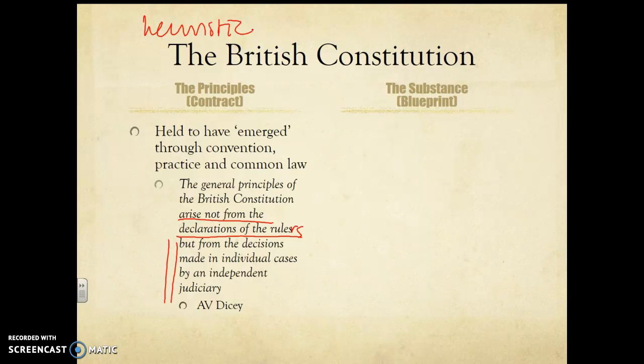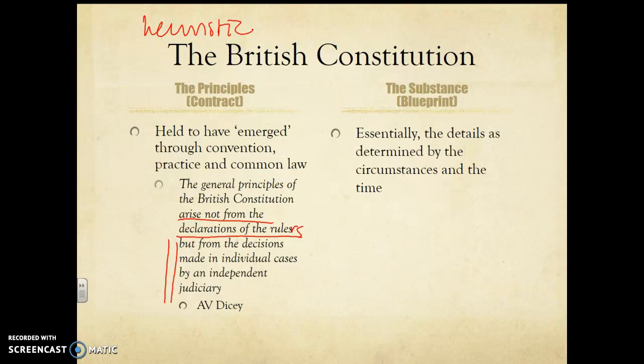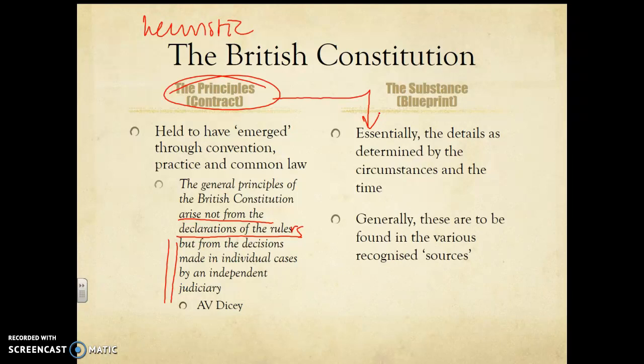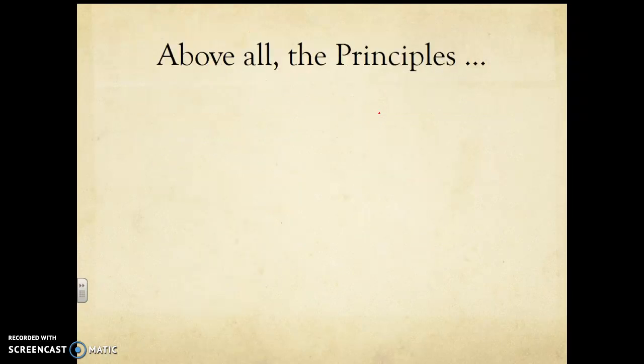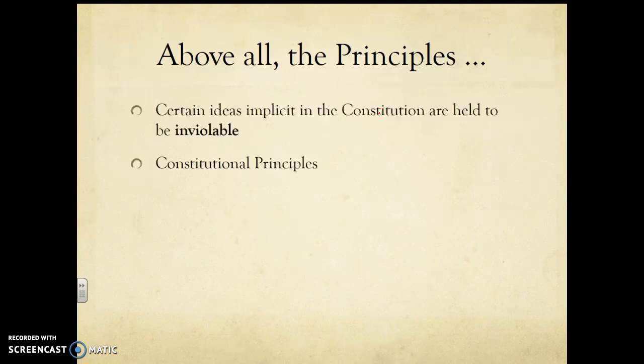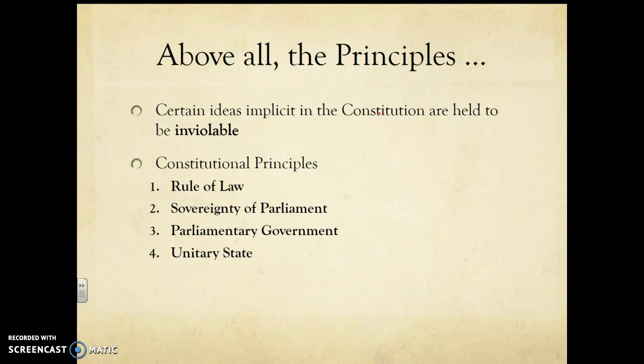Anyway, let's move on to the substance, that is the blueprint of this, and this is the way in which these principles are given shape and form. So we have our principles. How do we turn them into concrete things? And again, this is a model that you can use when we come to look at the American Constitution. And spoiler alert, I touch on that at the end of this presentation if I have time. So we have our principles. How do we give them shape and form? And these are the sources of the British Constitution. And I'll come to that in a second. Let's first look at those principles that Dicey held to have emerged from time.